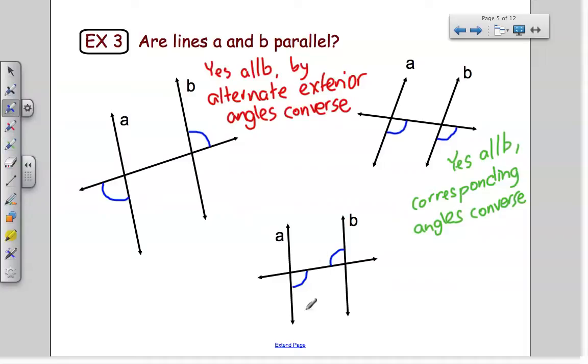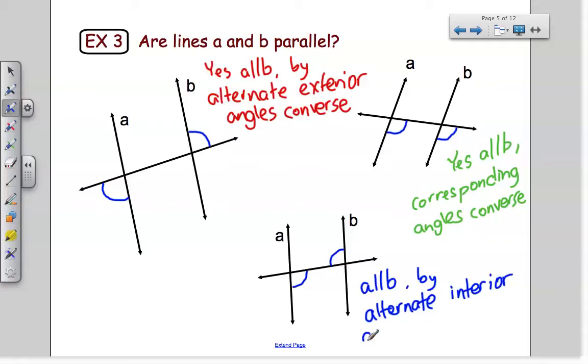And finally, our lines A and B parallel here. I see two congruent angles marked. What kind of angles are these? Well, they're opposite and in the inside or interior. These are alternate interior angles, and they're congruent. So yes, A would have to be parallel to B by the alternate interior angles converse.